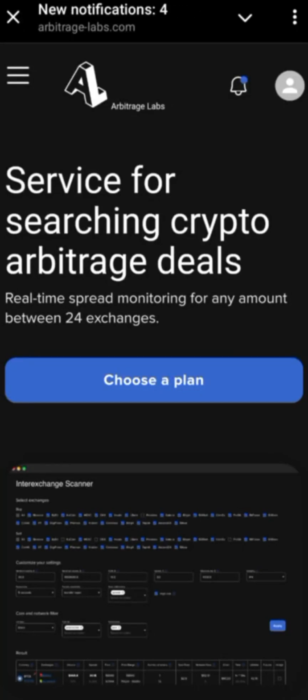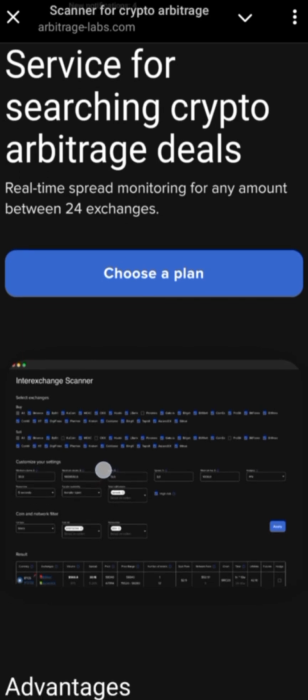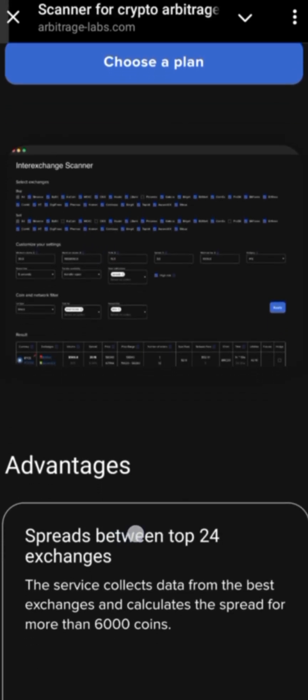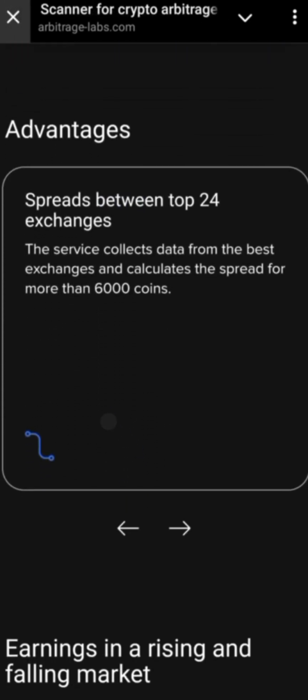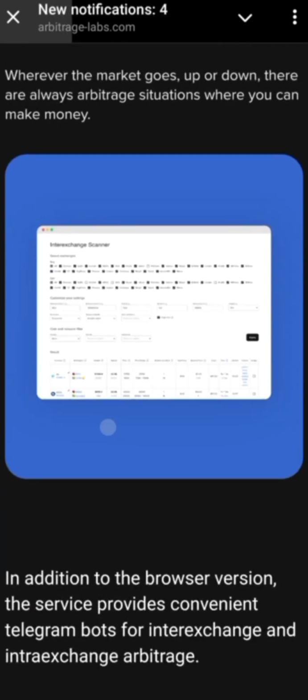Hey everyone. Today we're doing a deep dive into a powerful crypto arbitrage bot that helps you find profitable trading opportunities across top exchanges. The bot provides access to 24 exchanges listed on CoinMarketCap.